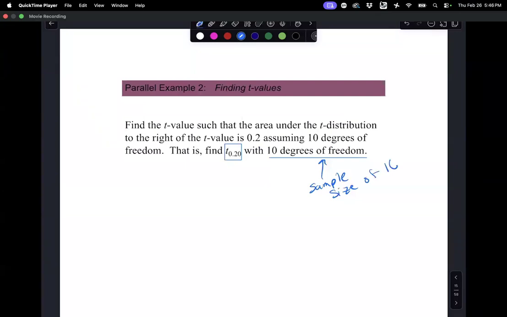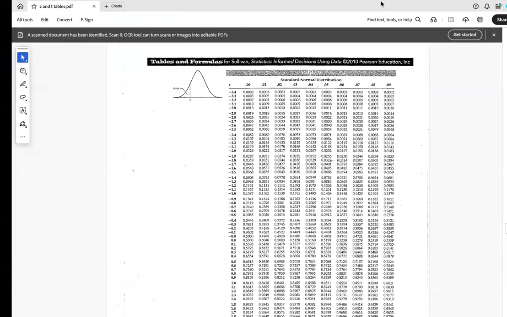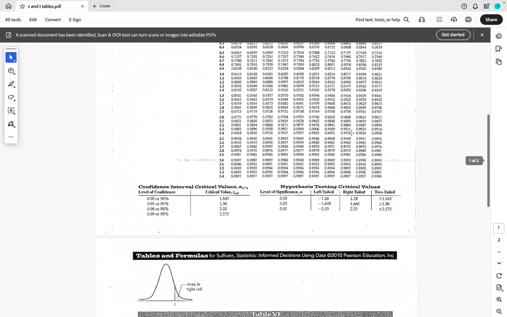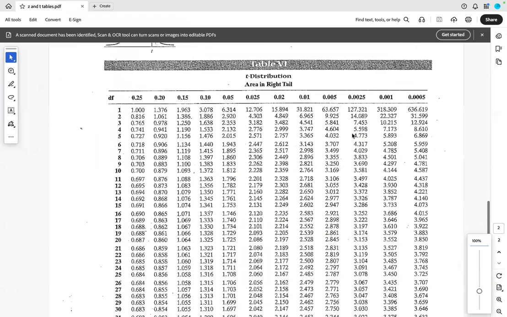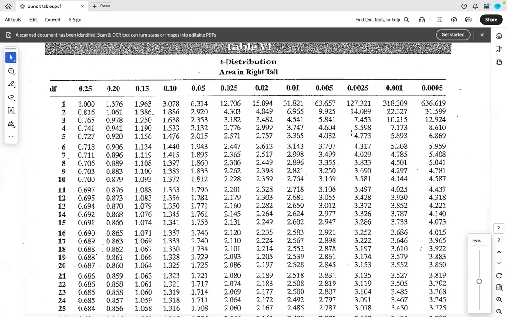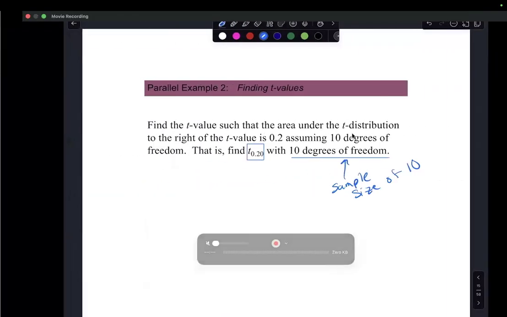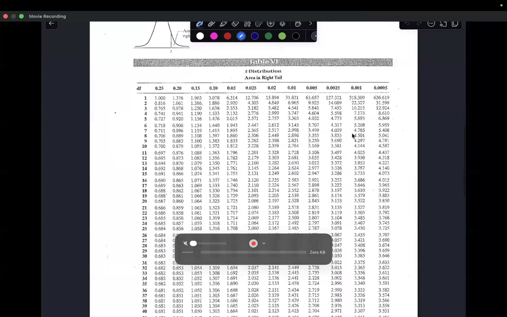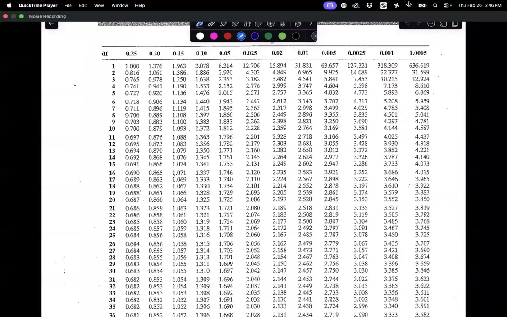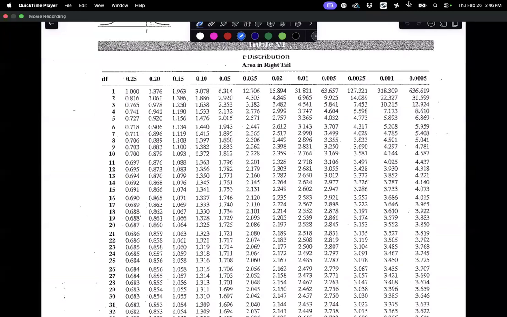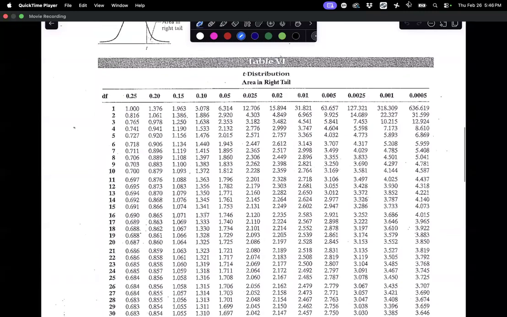So let's take a look at the T table. I'm going to scroll down to it and make it a little bit bigger. I think it might be better to do it where I can actually write on it. So I'm going to do it right here. All right, so this is table 6.